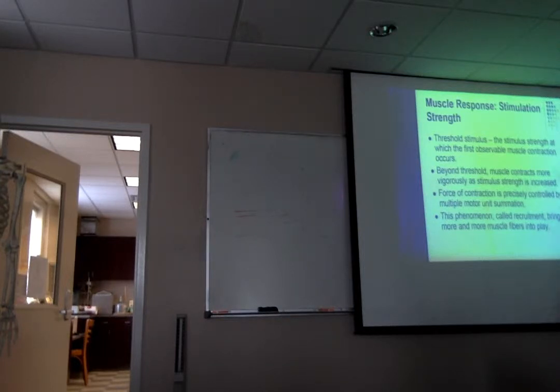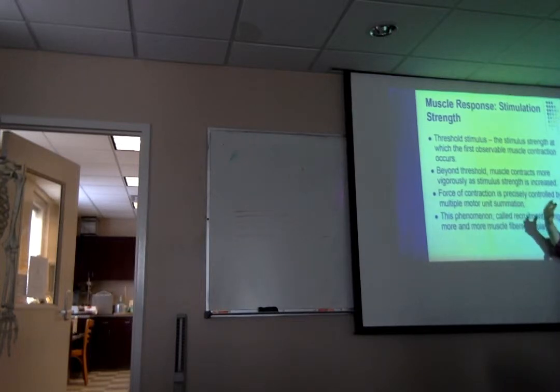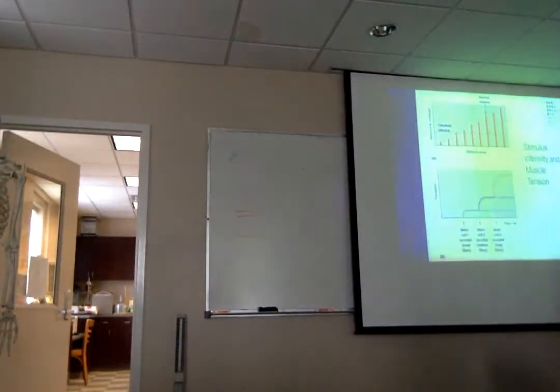Now, let's talk about strength. We talked about frequency, that by delivering stimuli at greater frequencies, we can result in increased strength of contraction. But contraction is also related to stimulation strength, the number of motor units involved. The threshold stimulus is a stimulus strength at which the muscle first begins to contract, in which we have an observable muscle contraction. Beyond threshold, muscle contracts more vigorously as stimulus strength is increased. Or another way of saying that is as more motor units are recruited. You're bringing more muscle fibers into play.